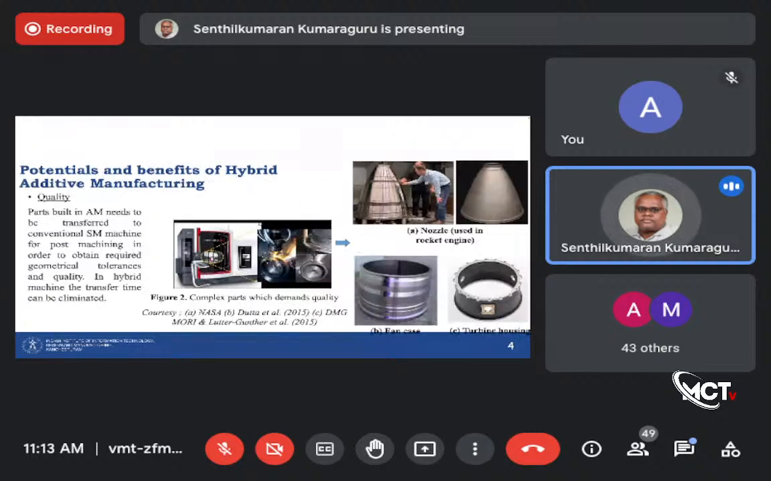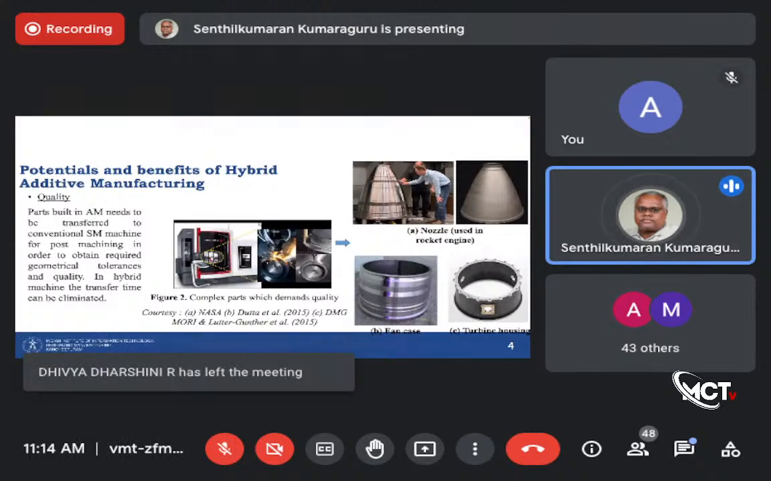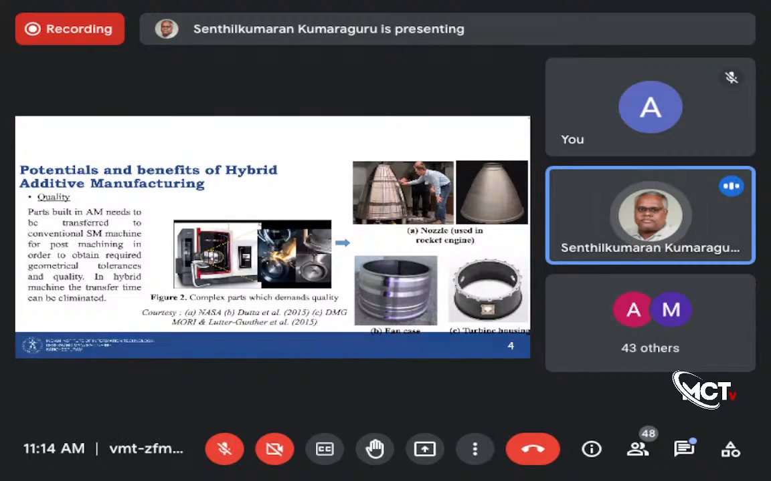Okay, so some potential benefits of hybrid additive manufacturing. You must know that today the world is moving towards making very large components in AM. We are trying to build an entire house, entire bridge, entire rocket. So it's not toys anymore. They are making real world objects. This is the nozzle which is used in a rocket engine, and this is the fan case and turbine housing. These are real world parts. They are very large parts and they are made of expensive materials.